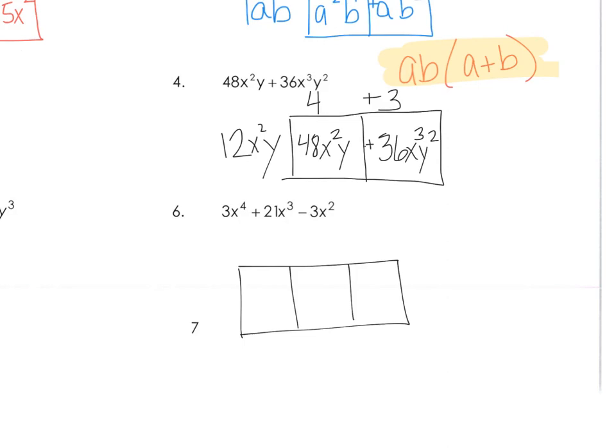Now, I do need an x here because I only have an x squared and I need to make it an x cubed. So I need an x. I do need a y because I need to get a y squared and I only have a y sitting out there. Here's how I write my final answer. 12x squared y, parentheses, 4 plus 3xy. There it is.